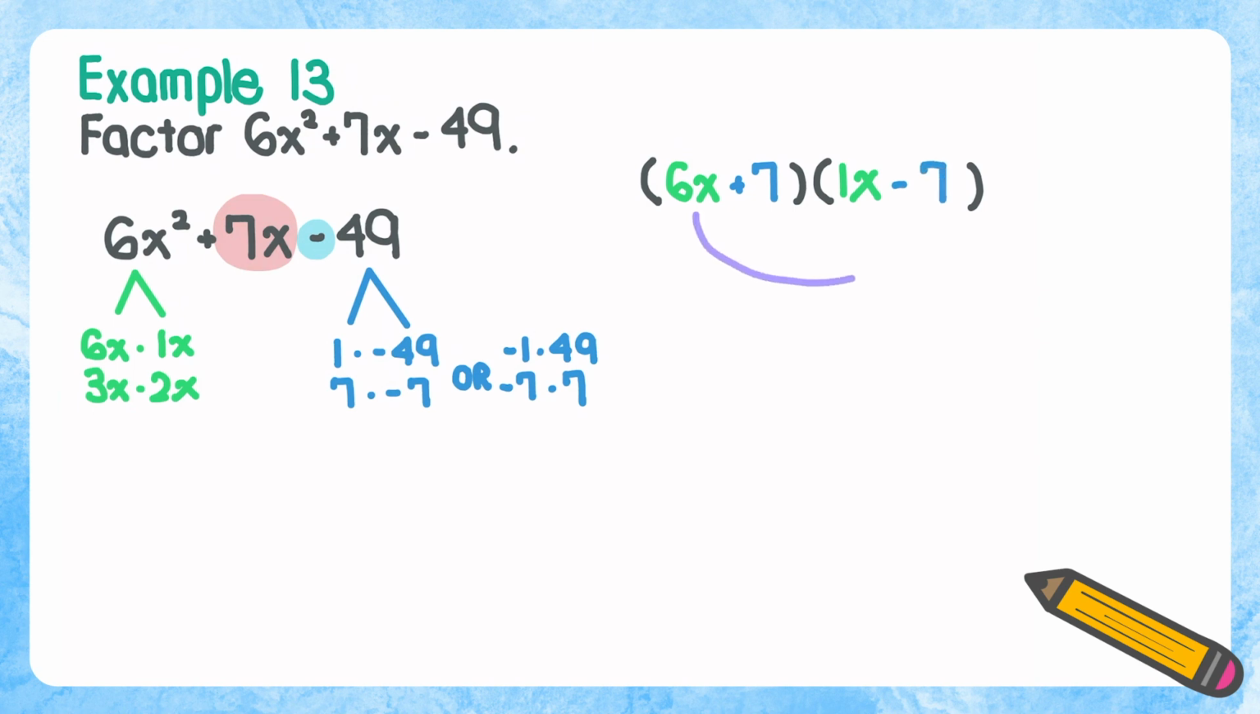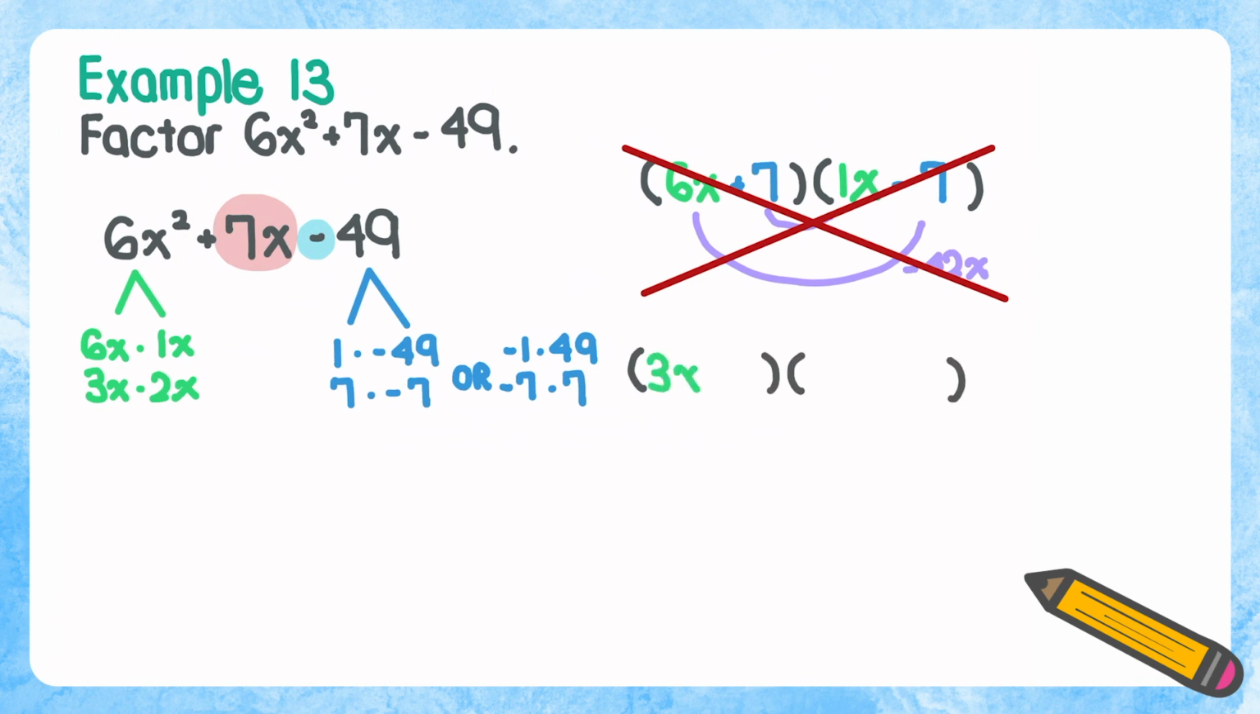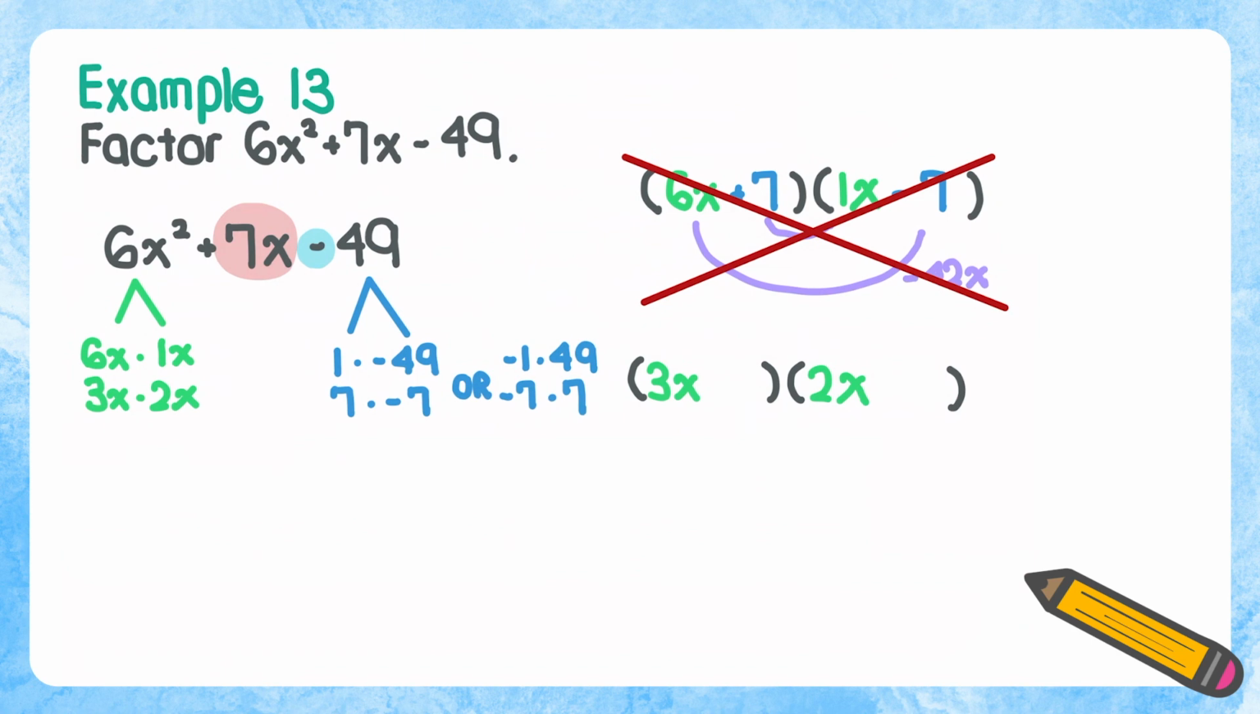As usual, let me multiply the outside terms out and the inside ones. So 6x times negative 7 is negative 42x. But I noticed that this is already way too off from the 7x, the positive 7x that we're going for. So I don't think this is the right option. I'm gonna cross it out. So why don't we try out like the 3x and 2x combination instead? So maybe 3x minus 7 times 2x plus 7.